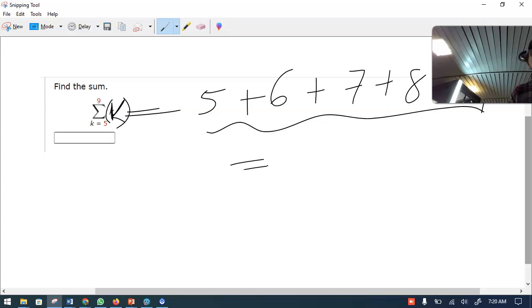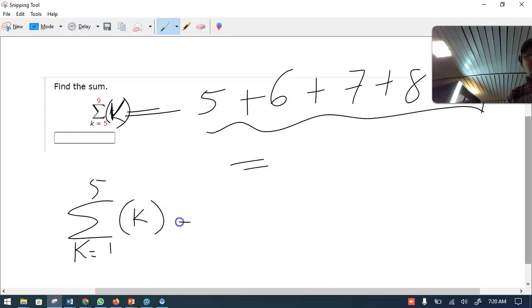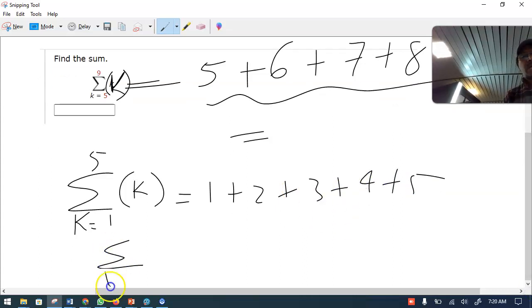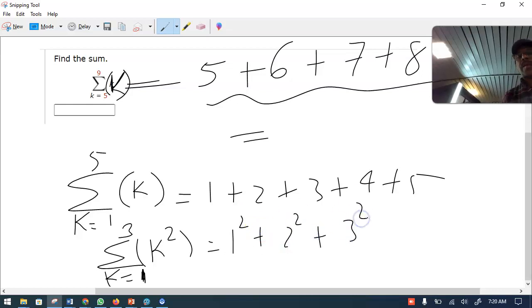Now suppose the same problem asked k equals 1 to 5, and the term was k. Then this is 1 plus 2 plus 3 plus 4 plus 5. And what if it was k equals 1 to 3 and it was k squared? All you do is put k equals 1, so 1 squared, 2 squared, and 3 squared. That's all that means.